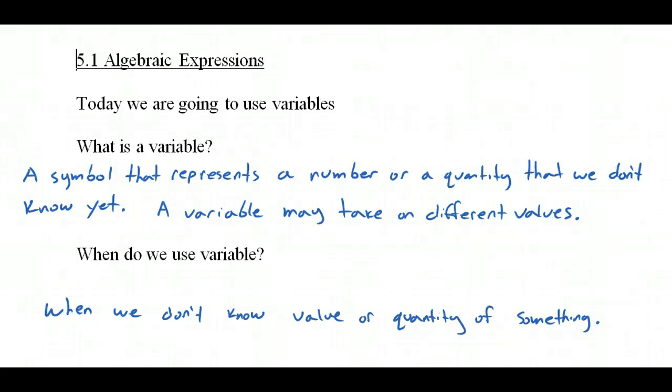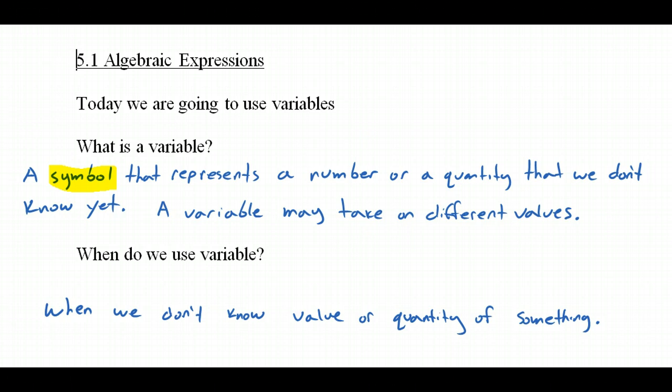Today we're starting a new unit on algebraic expressions. And today we're going to be looking at 5.1 and specifically we're going to look at variables. A variable is a symbol that represents a number or a quantity that we don't know yet. And a variable may take on different values.